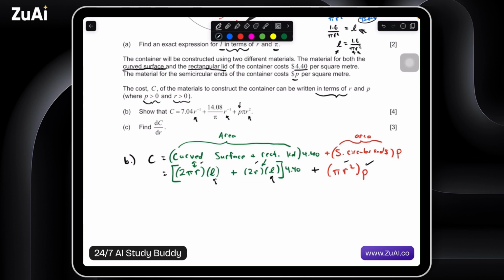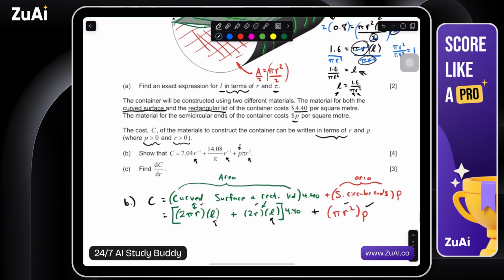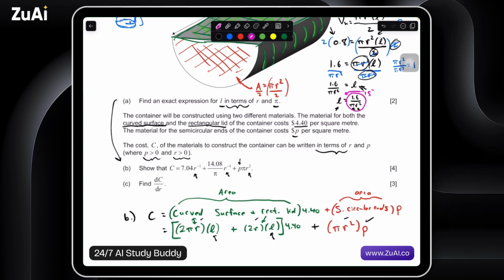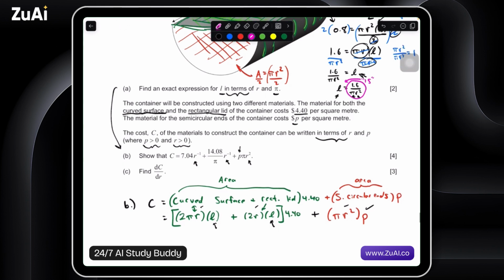And remember, I've said this a few times, that the IB will often ask questions that lead into something else. They won't ask you something as a piece of trivia or just to test a discrete skill. It will often lead into something else. And we found earlier that L was equal to 1.6 over pi r squared. And remember, whenever we see equals, it's essentially an is. L is equal to 1.6 over pi r squared.